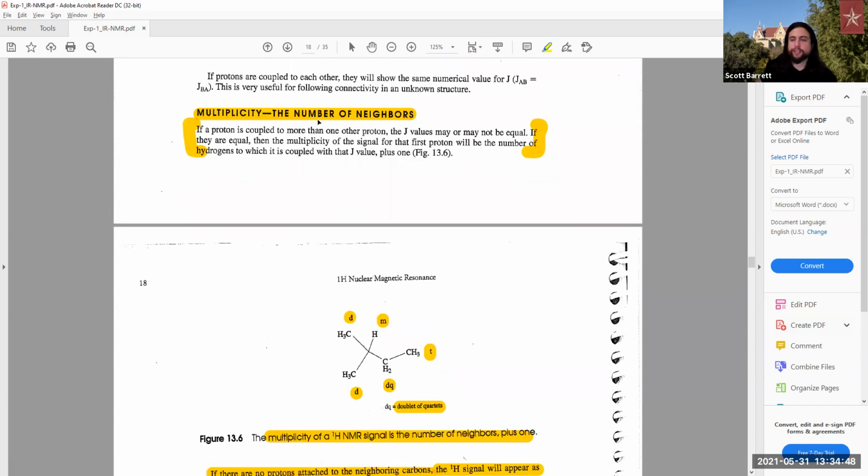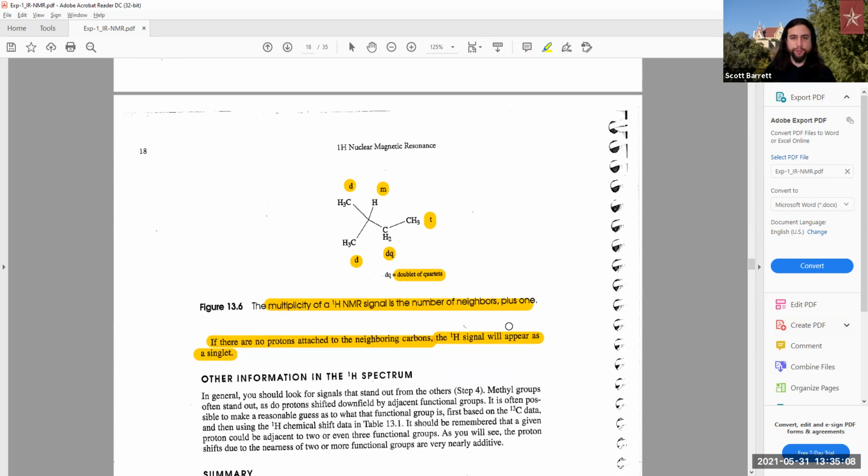Let me return to the concept of multiplicity to understand it. If a proton is coupled to more than one proton, the J values may or may not be equal. If they're equal, the multiplicity of the signal for the first proton will be the number of hydrogens to which it is coupled with that J value, plus 1. There's always that 1 adding into it. So the multiplicity here is the neighbors plus 1. This carbon has 3 hydrogens on it, but let's ignore that and just say it's 1 hydrogen. This is the main thing we're looking at.